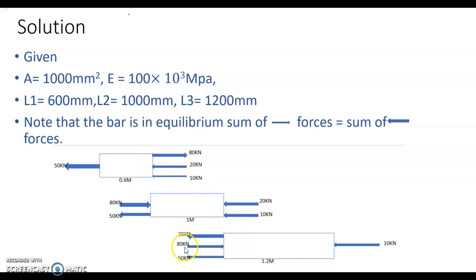So 20, 80, 50. So 80 is positive, right? Right was positive, left was negative. So 80 minus 70, that becomes 10. So that becomes a compressive force of 10 kilonewton. P3 also we got. So in this simple way, you are able to calculate by seeing just the figure, by calculating the free body diagram in your mind itself. It's a very simple problem. So you can solve it very easily. So P1 we got, P2 we got, P3 we got.